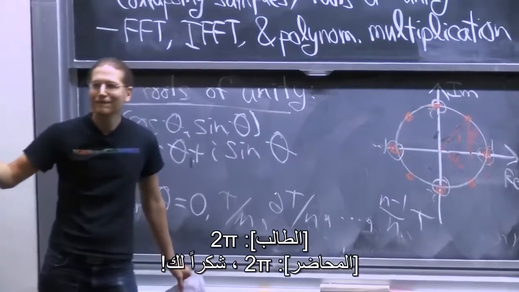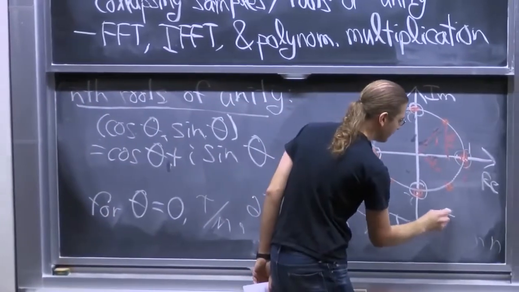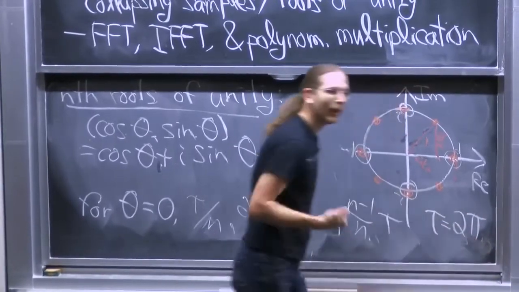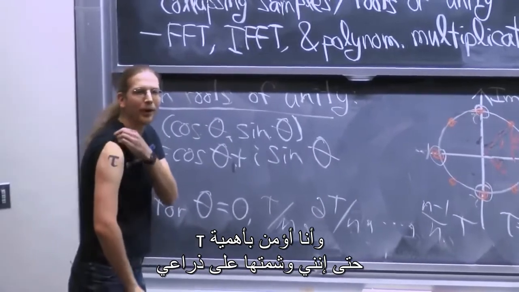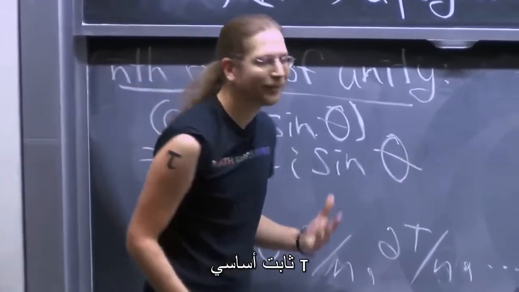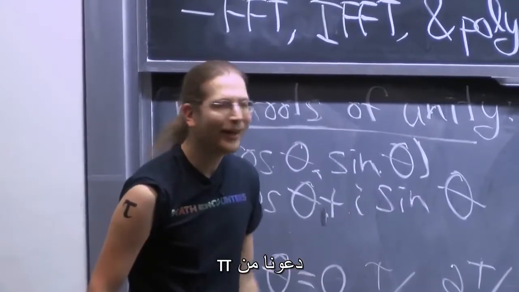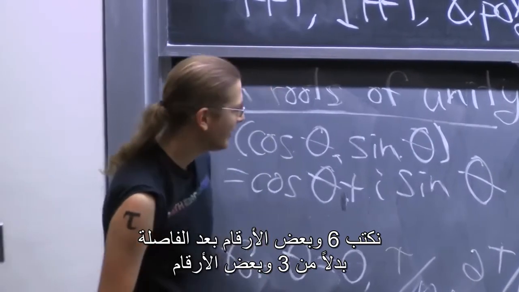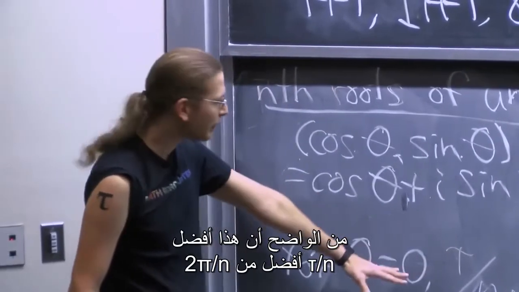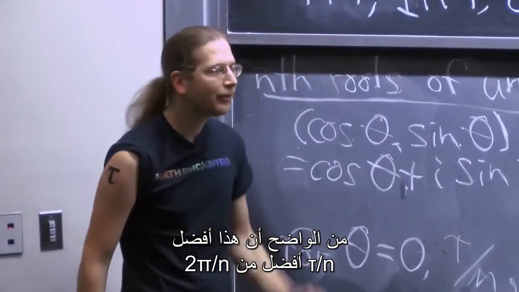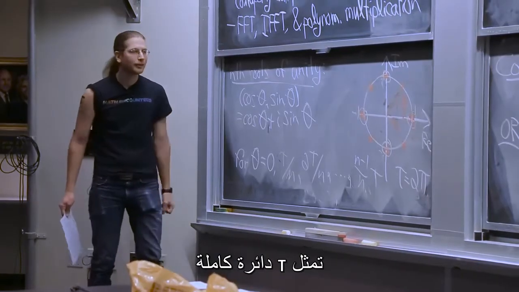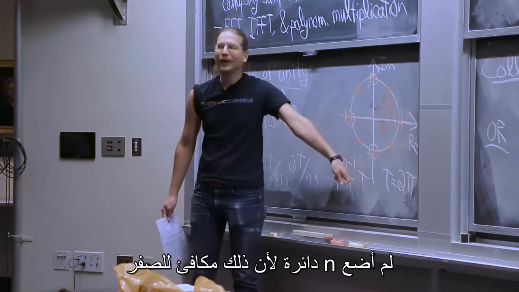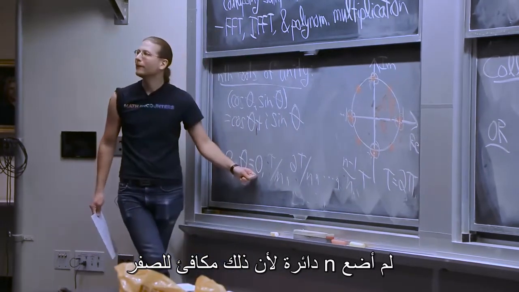What's tau? 2 pi. Thank you. This is modern notation, just over the last couple years. But I believe in tau so much, I got it tattooed on my arm. Okay? Tau is the fundamental constant. Screw pi. None of that 3 and change. 6 and change is where it's at. So tau. Clearly, this is much nicer. Tau over n, not 2 pi over n. Tau is a whole circle. Okay? This is 1/nth of a circle, 2/nths of a circle, n minus 1 over nths of a circle. I didn't do n/nths of a circle because that's also the same as 0.